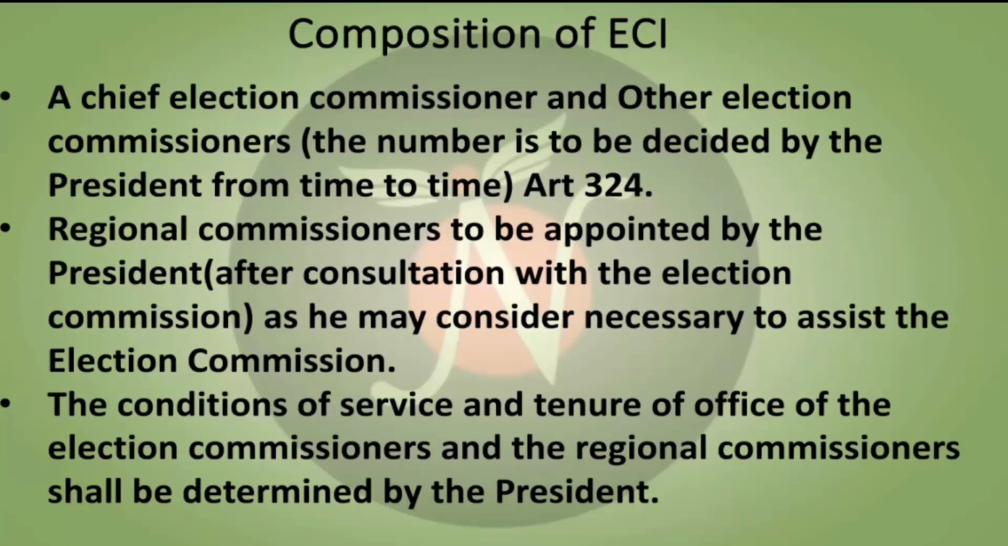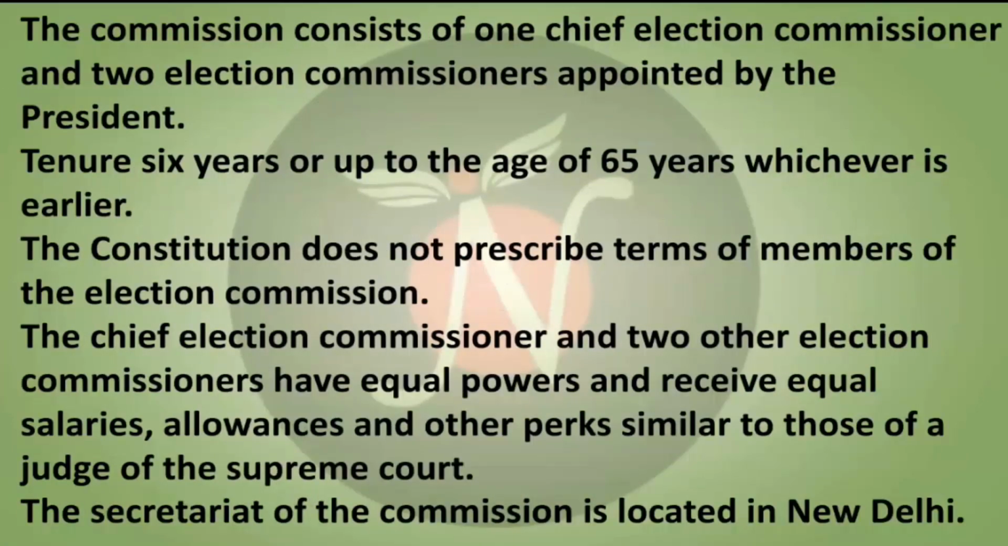What is the composition of the Election Commission of India? A Chief Election Commissioner and other election commissioners according to Article 324. Then there are regional commissioners to be appointed by the President after consultation with the Election Commission as he may consider necessary to assist the Election Commission. The conditions of service and tenure of office of the election commissioners and the regional commissioners shall be determined by the President himself. The commission consists of one chief election commissioner and two election commissioners appointed by the President. Tenure can be 6 years or up to the age of 65, whichever is earlier.